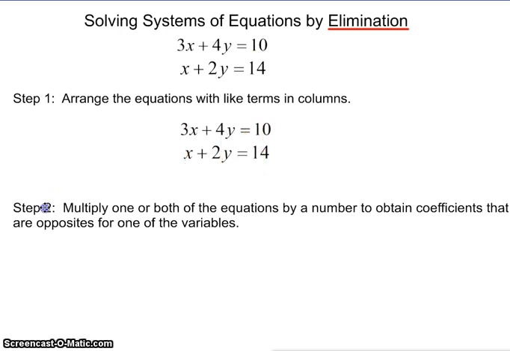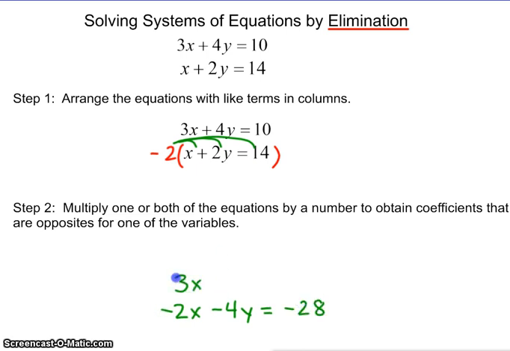So we move on to step 2, multiply one or both of the equations by a number. So let's see, if I were to multiply this second equation by, let's say, -2. What's going to happen is when I multiply this -2 to the 2y, it's going to result in a -4y. So it becomes a negative 2x minus 4y equals a negative 28.